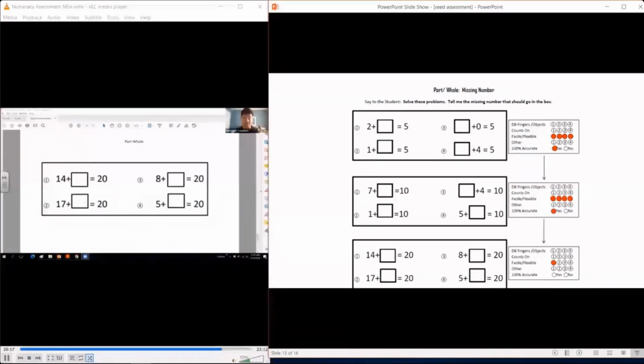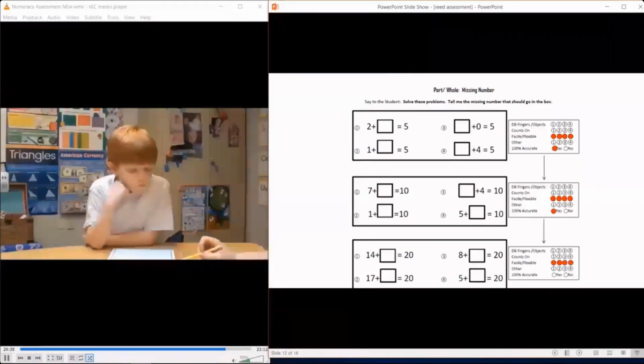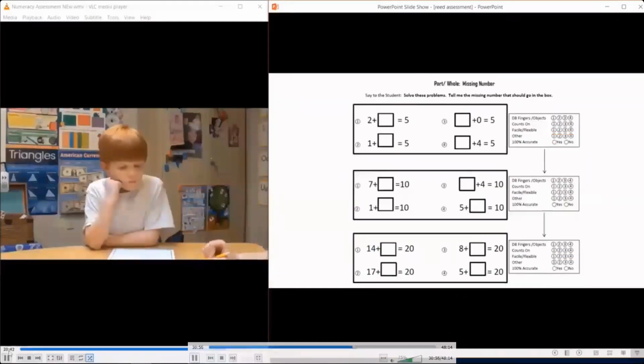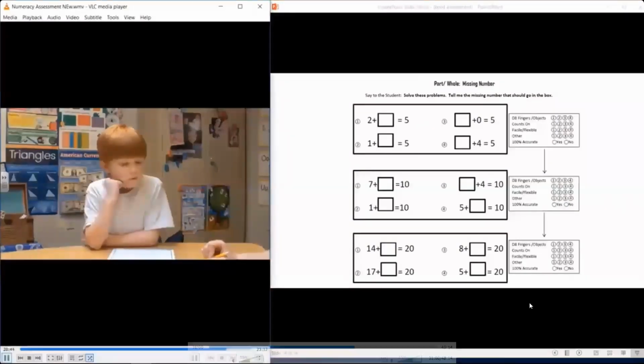All right. 17 plus something equals 20. Plus 3. All right. 8 plus something equals 20. 12. And 5 plus something equals 20. 15. All right. Of these problems, tell me the missing number that should go in this box. Now we're going to take a look at another student who struggles.